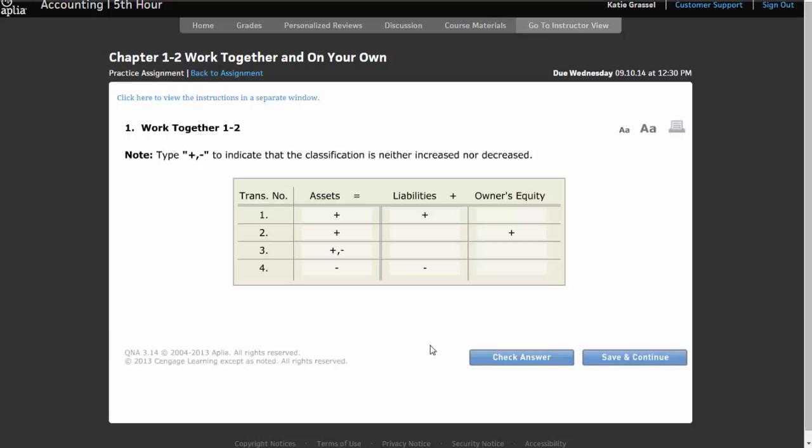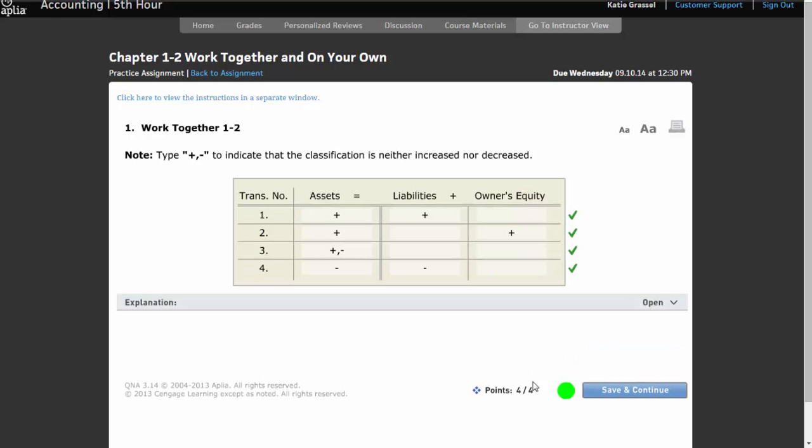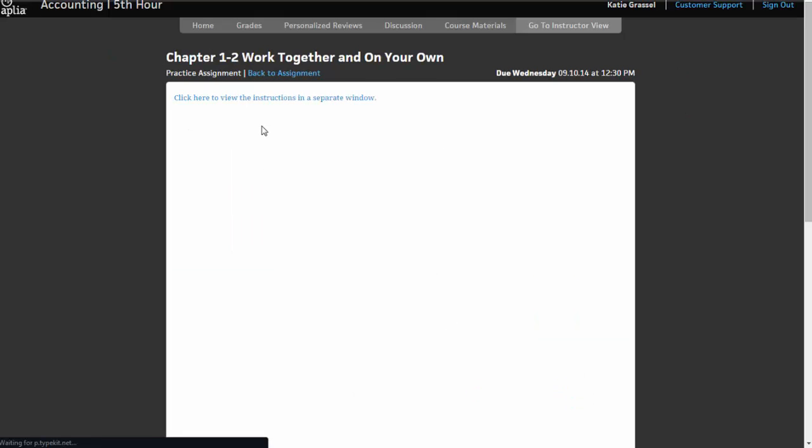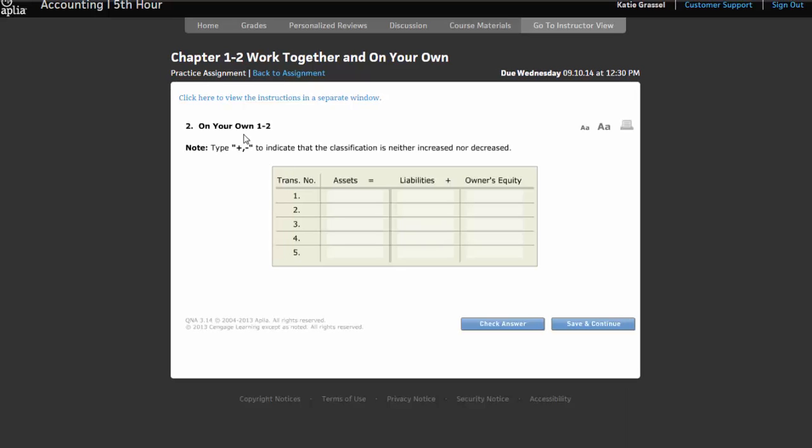This is a work together. This is a practice assignment, so it's not graded. So you have an option right here to check answer. Yippee! I got it perfect. It's always good to know, right? So what you will want to do right now is go ahead and click on Save and Continue. And it's going to open up number 2 question for this assignment, which is going to be the on your own. Go ahead and try that on your own.